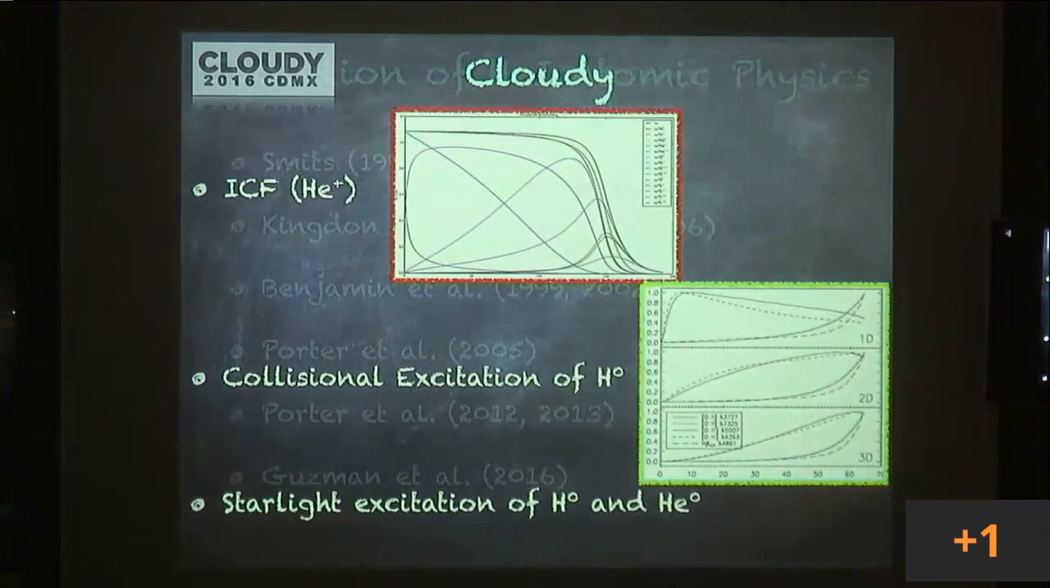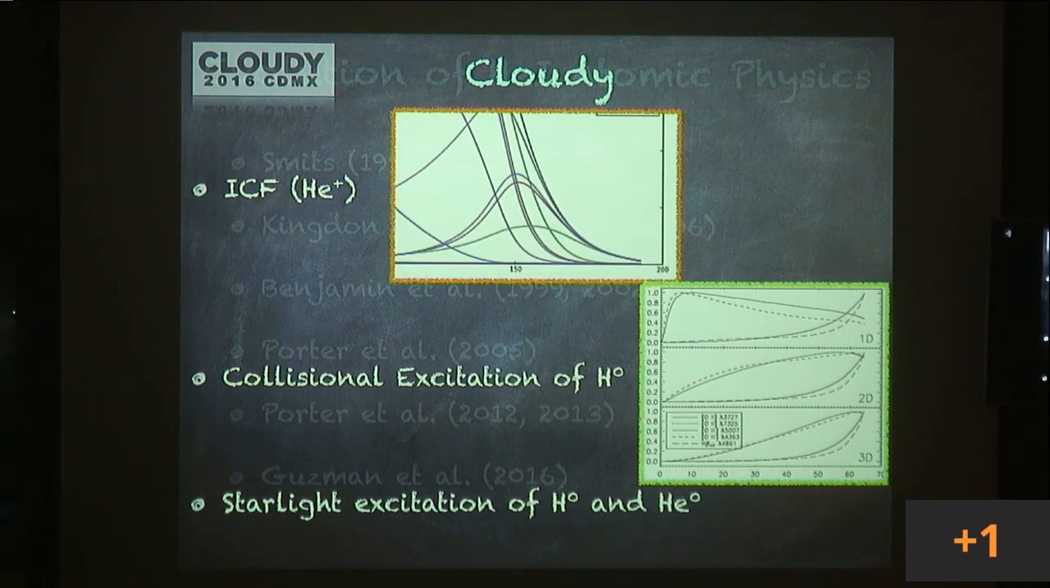So what do we use Cloudy for? We want an ICF of helium plus. Many people assume that once you get very high ionization H II regions, the ICF of helium will be 1. And it's nearly true, but there can be about a 1% difference.